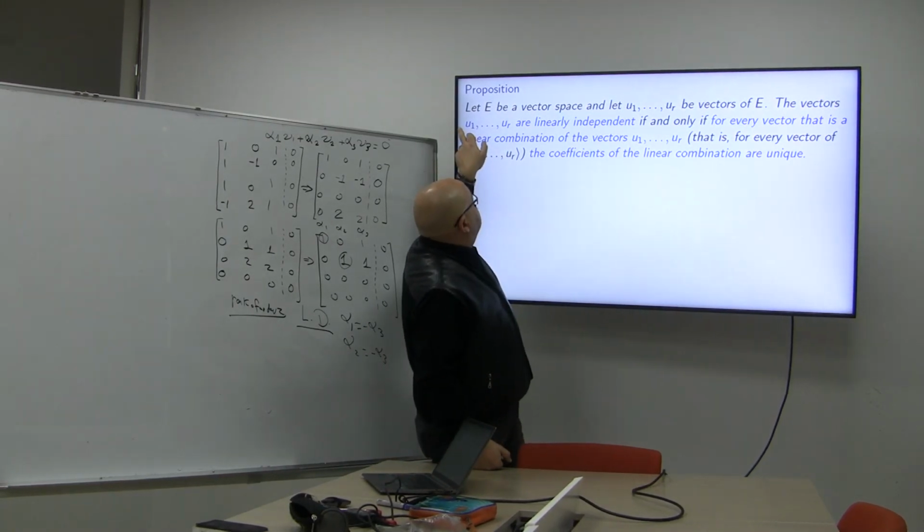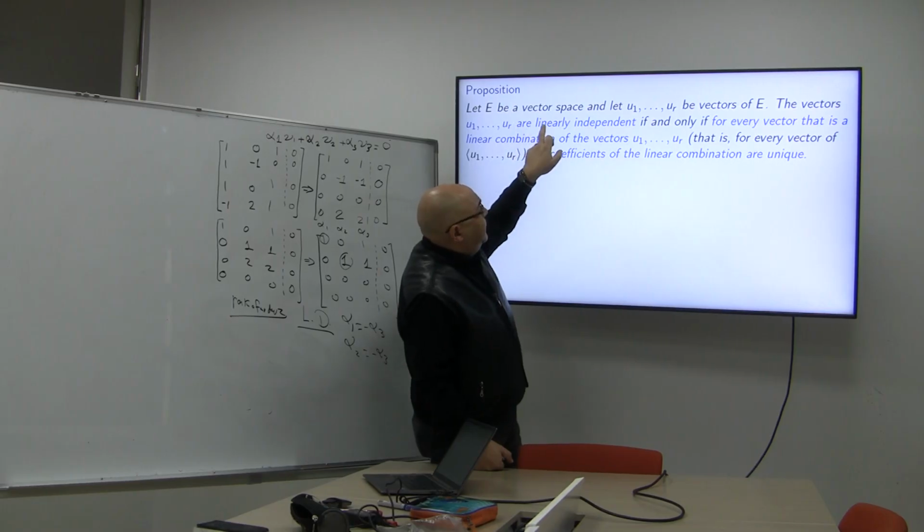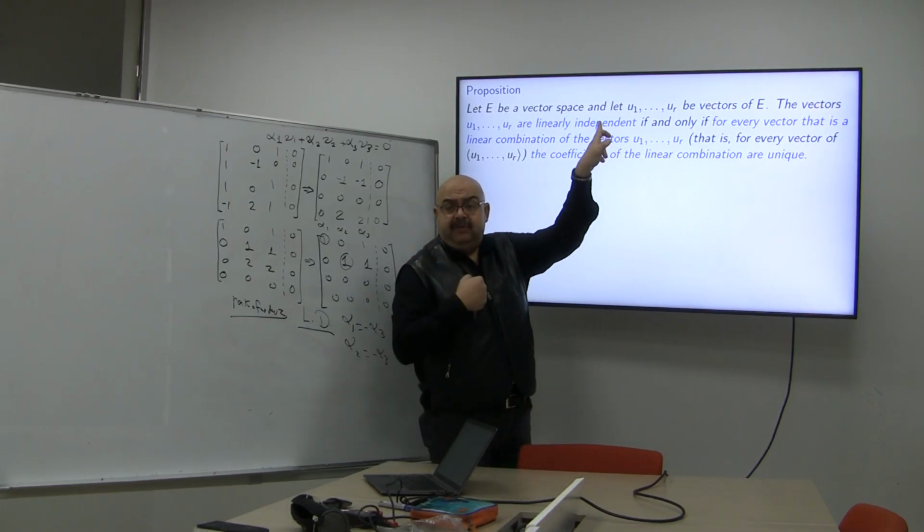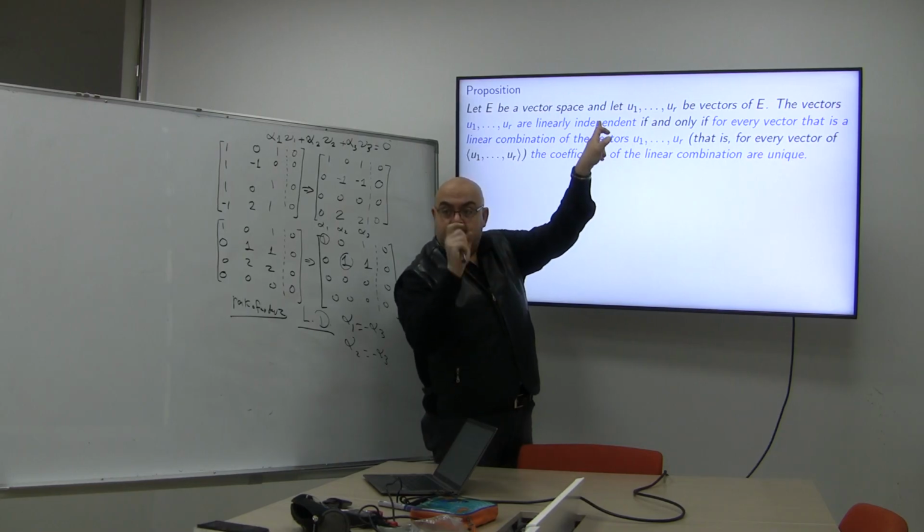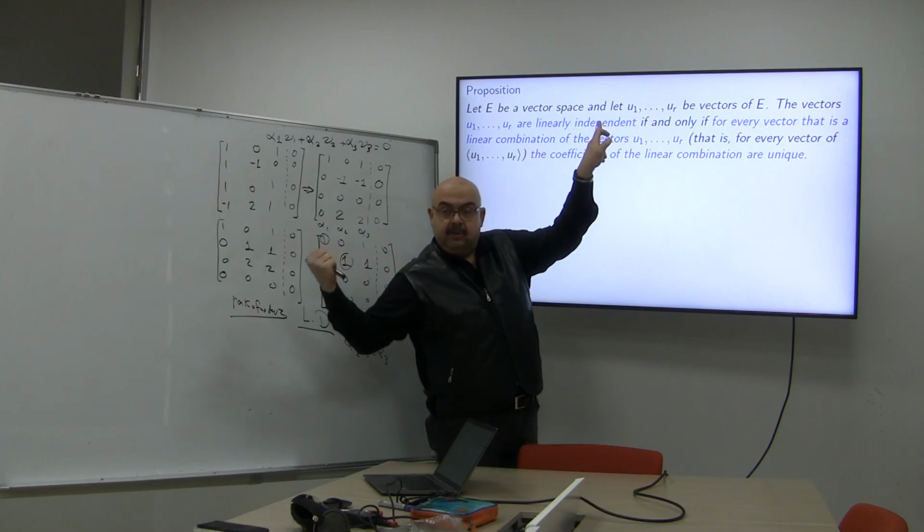It says the vectors U1 up to UR are linearly independent. Thank you, I know what linearly independent means. It means if I take alpha U1, alpha U2, alpha U3, alpha U4, it will equal 0, and the only way is alpha 1, alpha 2, alpha 3 equal to 0. Of course, my problem.